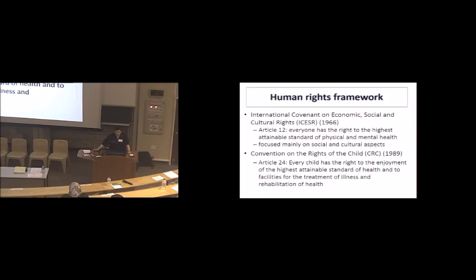And then the human rights framework, Laurie's given a lot of information. So just to remind you that in terms of the International Covenant on Economic, Social and Cultural Rights, Article 12 states that everyone has the right to the highest attainable standard of physical and mental health. But this convention is mostly focused on social and cultural aspects. Then Article 24 of the Convention on the Rights of the Child says every child has the right to the enjoyment of the highest attainable standard of health and to facilities for the treatment of illness and rehabilitation of health, and doesn't specify whether you have to be a citizen or not.